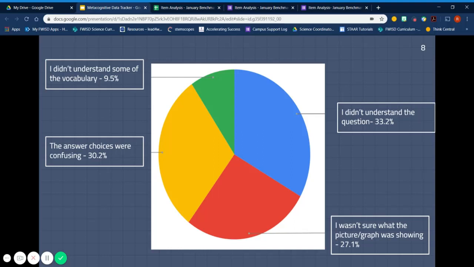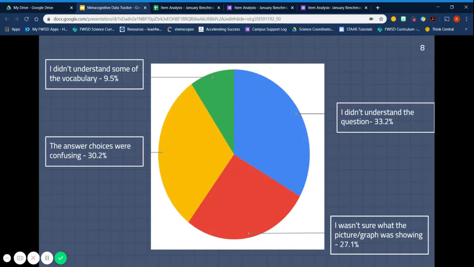Well, to our surprise, that green section is that they did not understand some of the vocabulary. The biggest piece was they did not understand the question, with 33%, and then second place was the answer choices were confusing at 30%. So what our students are telling us is that when they take a multiple choice assessment, and if they get it wrong, most commonly the reason was that they did not understand the question. And this was a little bit surprising to us.